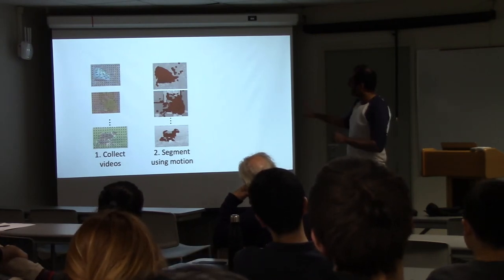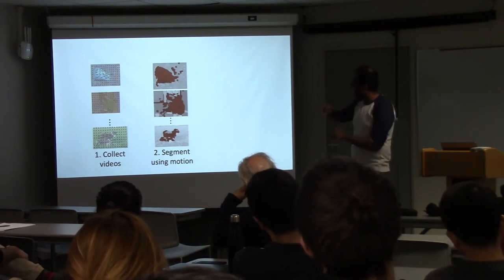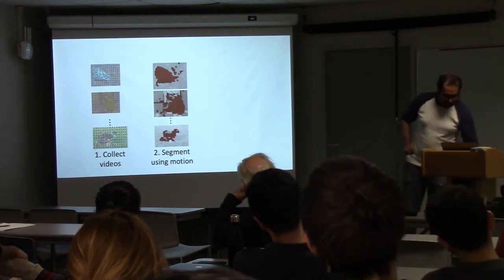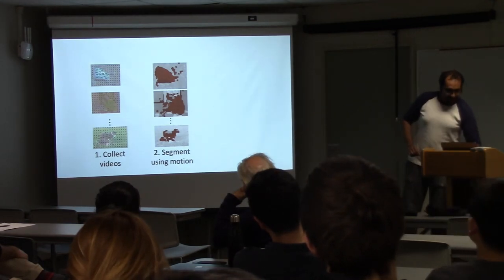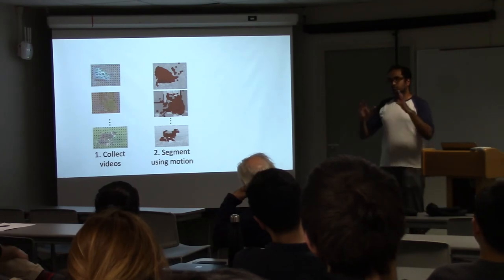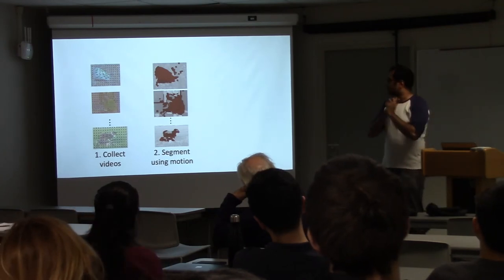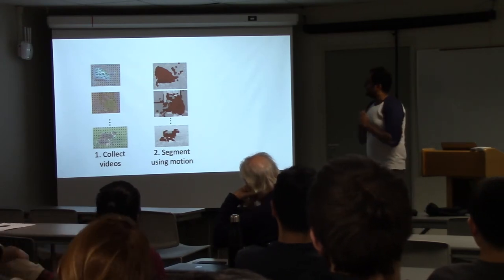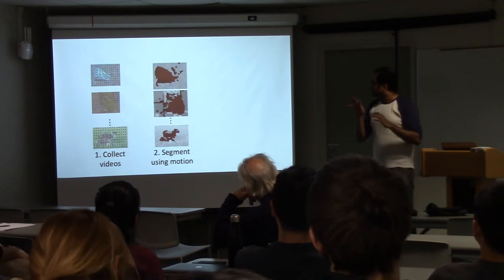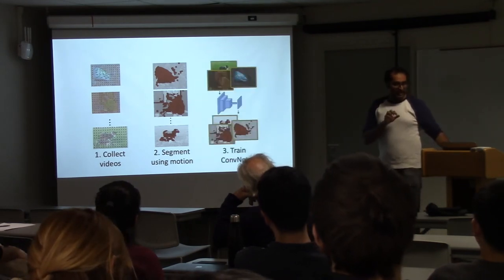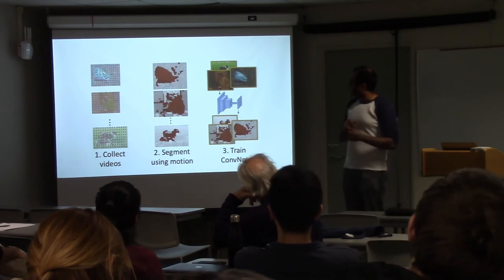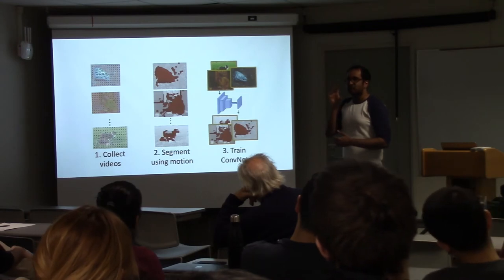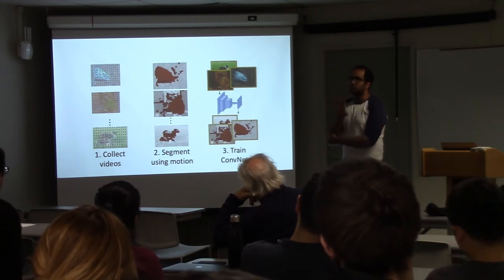This is a fairly heuristic procedure. In fact, it produces fairly bad results. It's a bit hard to see in this projector. For some reason, the color is too dark. But basically, you get a video, you figure out where the pixels are moving, you estimate what's called the optical flow, and you segment the object using motion. So you identify the pixels that move differently from the background. And then you train a network to predict these moving pixels from a single frame. So the network just gets to see a single frame, and it has to predict what's going to move.